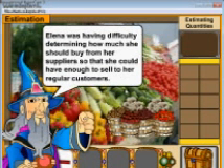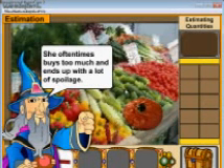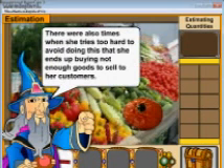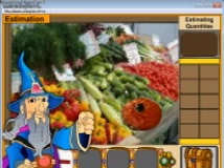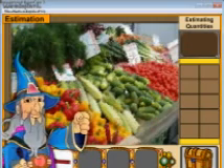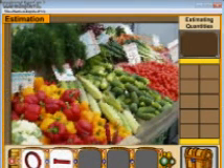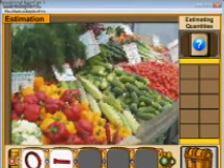Elena was having difficulty determining how much she should buy from her suppliers so that she could have enough to sell to her regular customers. She often buys too much and ends up with a lot of spoilage. There were also times when she tries so hard to avoid this that she ends up buying not enough goods to sell to her customers. That is really a big problem for sellers.